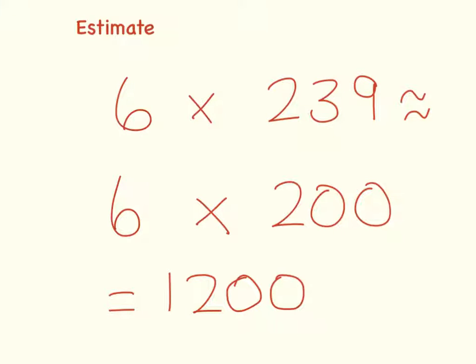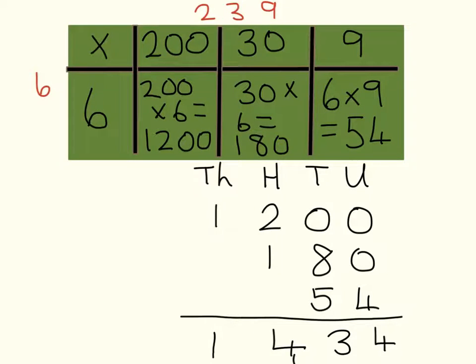And then if we look back at our estimate, you can see that we said our answer was going to be somewhere in the region of 1,200. And our answer was actually 1,434, so quite close to that 1,200.